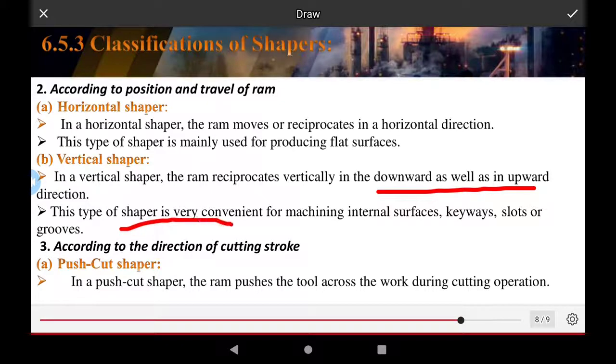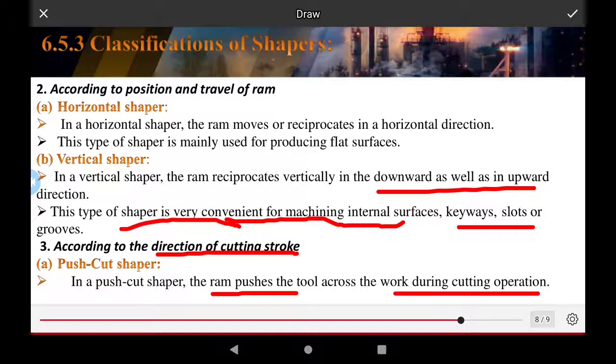The shaper is used for cutting internal surfaces, keyways or slots. According to the direction of cutting stroke: push cut shaper. In the push cut shaper, the ram pushes the tool during the cutting operation.